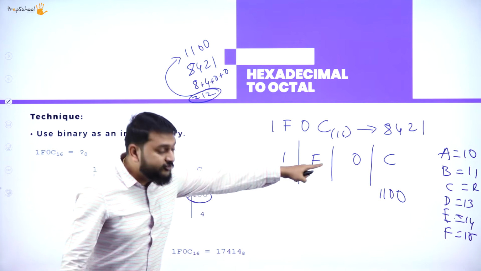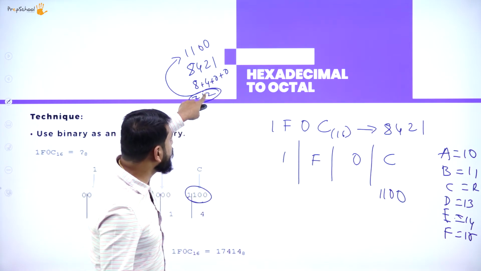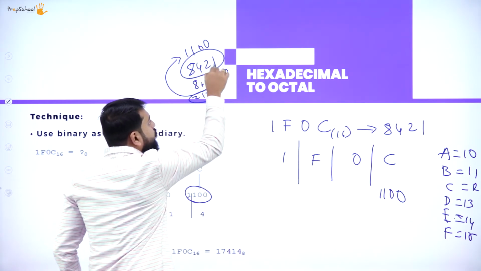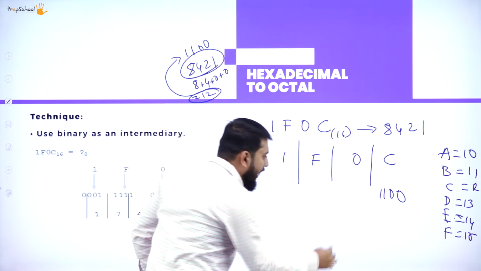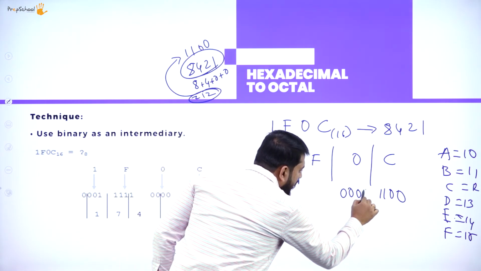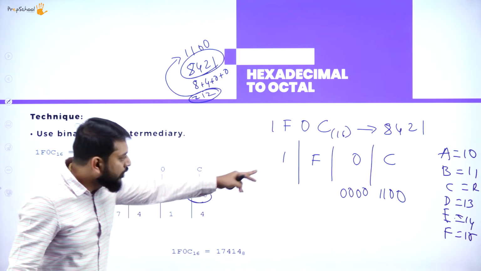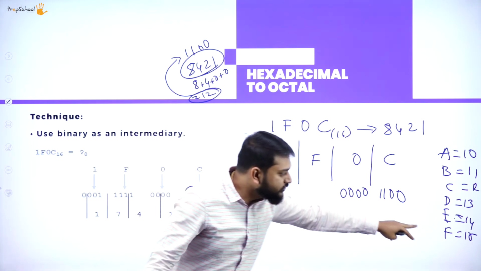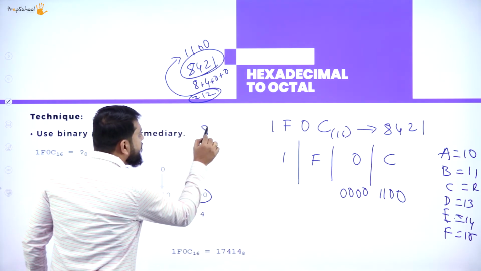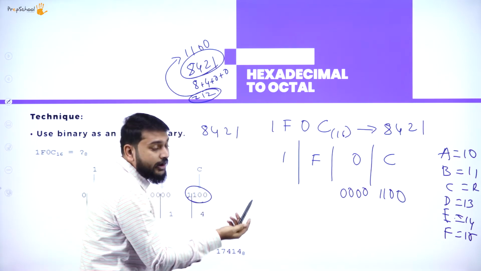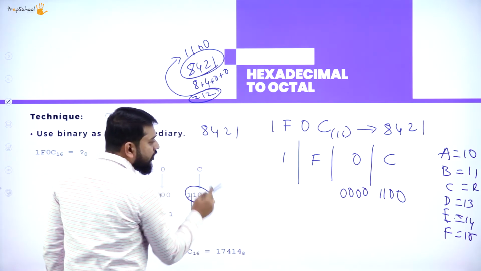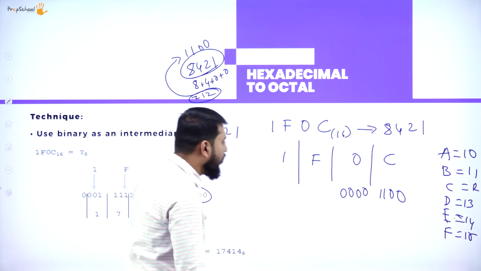What is the next one that I have? 0. So I'm using 8421 code, right? How do I represent this 0? I have to use 4 zeros. So fine. What is the equivalent of F? F in this is 15. If I use 8421 code, how do I represent it? Do I have 14 or 15? It's 15.